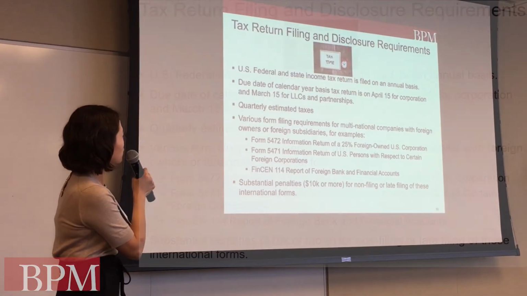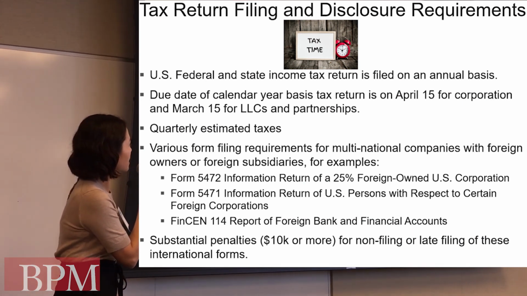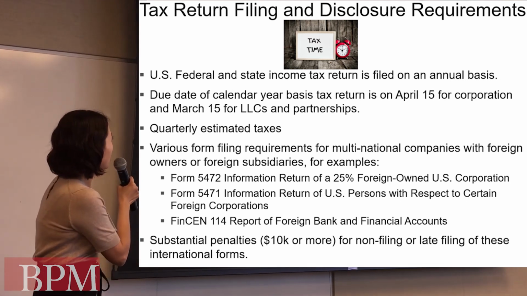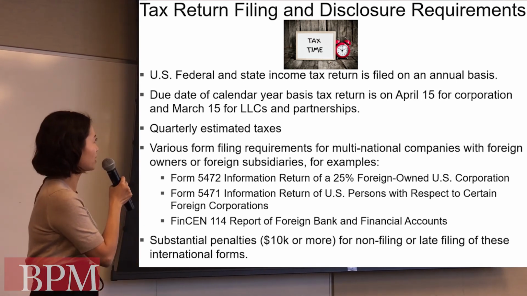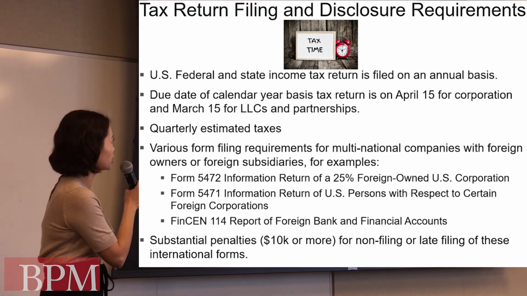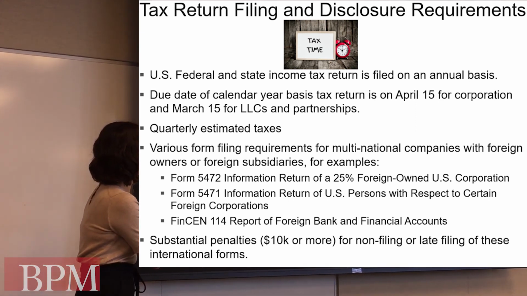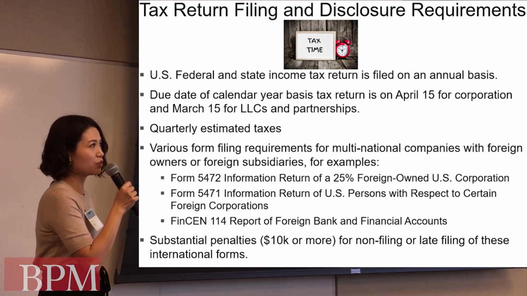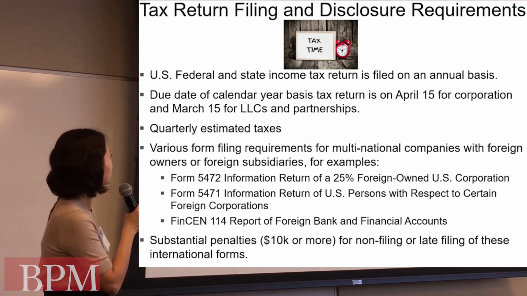Finally, tax return filing and disclosure requirements. Companies will be filing US and state income tax returns on an annual basis, so once a year. The due date for corporations is April 15 every year for calendar year companies. For pass-through entities, LLCs and partnerships, March 15 is the due date, so it's coming. If the company is making a profit, they also need to pay quarterly estimated taxes to the government, so the government gets the money sooner rather than when you pay it the following year.